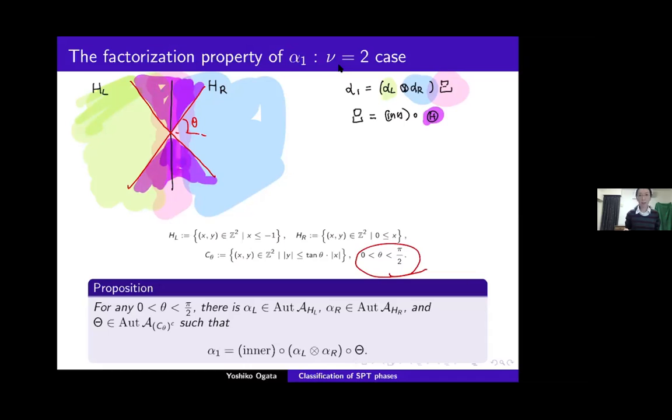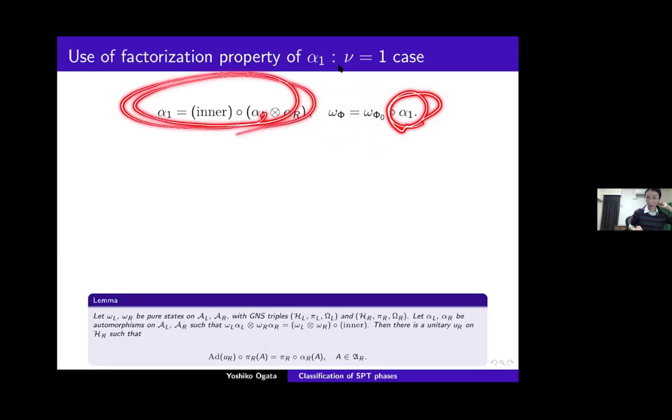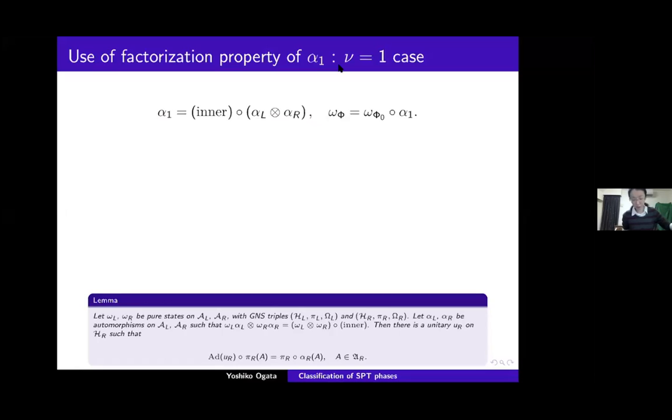So that is okay, but what's the use of it, you may wonder. In order to convince you that this kind of factorization property can help us find the group cohomology valued index, I would like to demonstrate a derivation of the second cohomology class in a one-dimensional system using this factorization property. Okay, let me do that. So recall that our situation is something like this. Our ground state in SPT phases, omega_phi, can be given by automorphic equivalence, namely from some product state with some automorphism which has this factorization property. So we are in this situation.